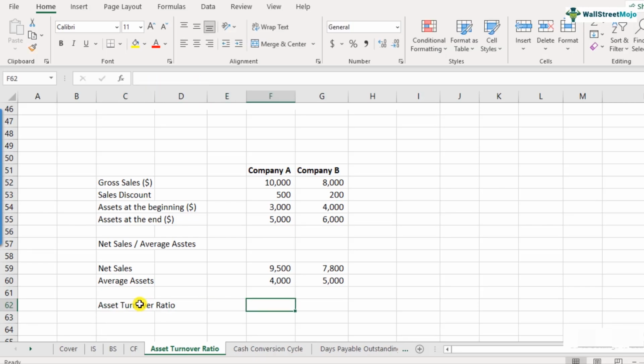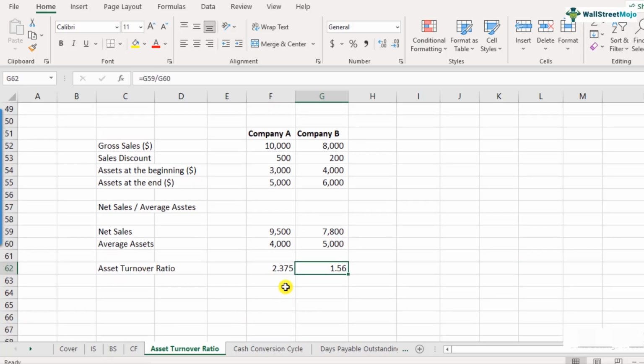So what is the asset turnover ratio? It is net sales, 9,500, divided by your average assets. This comes out to be 2.375. And for company B, it comes out to be 1.56. So as you can see, company A is doing better in terms of asset turnover ratio.